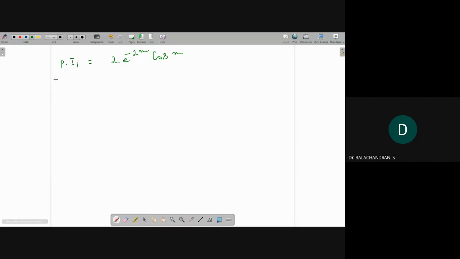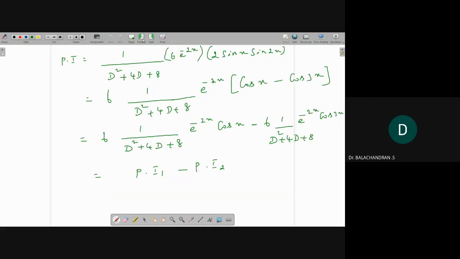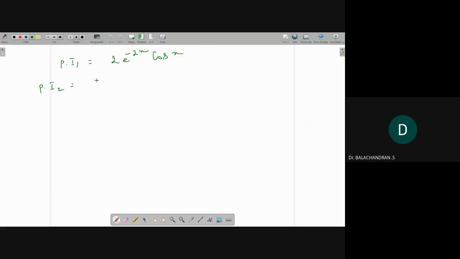Similarly, you can find pi 2. Pi 2 is what? I'll take 6 into 1 by d square plus 4d plus 8, into e power minus 2x into cos 3x. Again, the rule is to replace d by d minus 2.